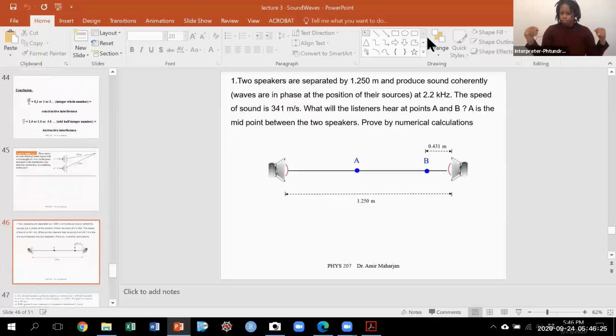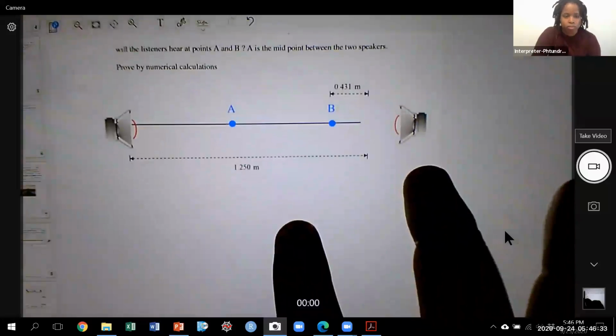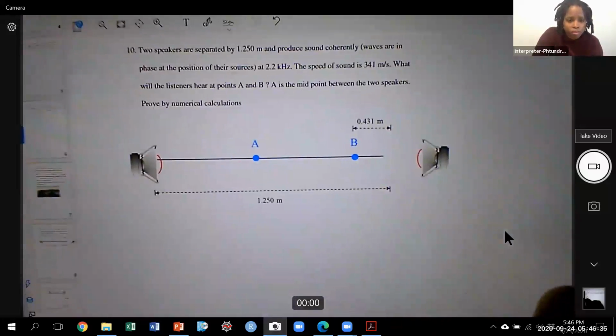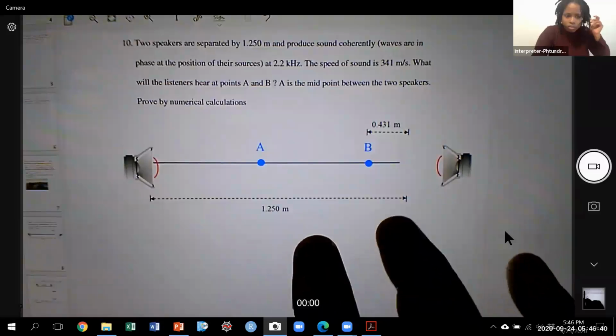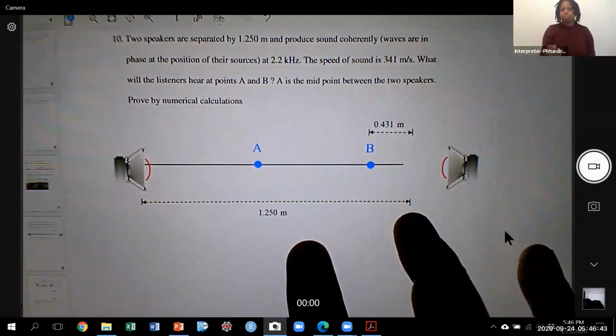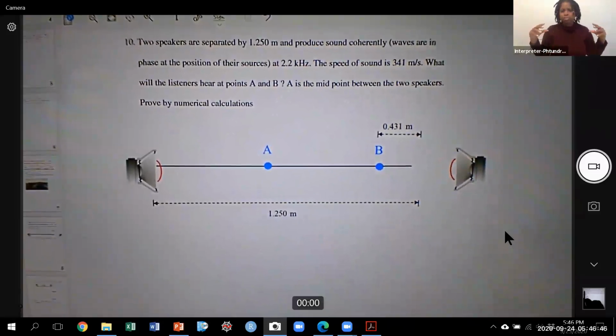So I'm just going to solve the first question. Here's the same question. So it's just asking this particular question. There are two speakers, identical speakers, right, driven at exactly the same frequency, 2.2 kilohertz. The two speakers are separated by 1.25 meters and produce sound coherently, meaning exactly in phase. The two speakers must produce in-phase signals initially. And the speed of sound is given.